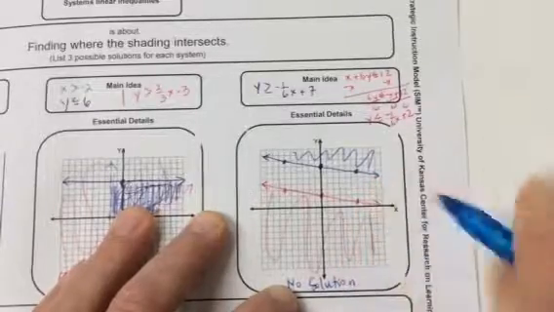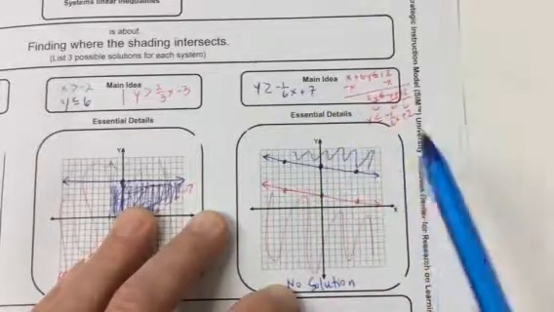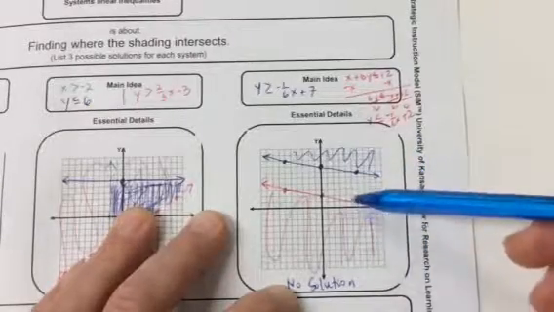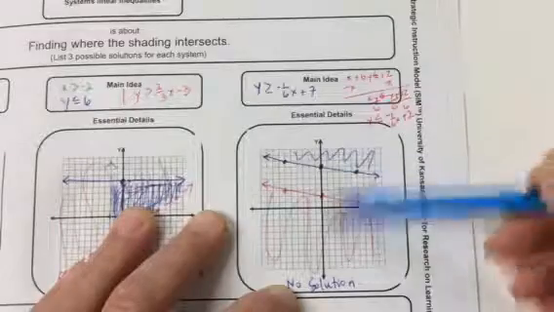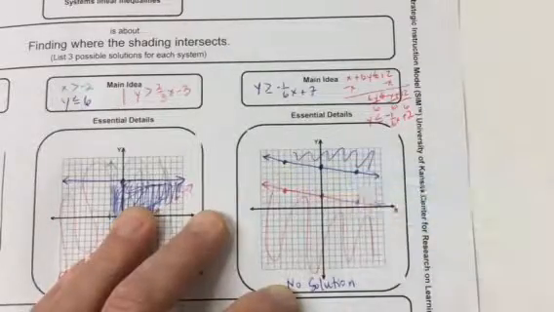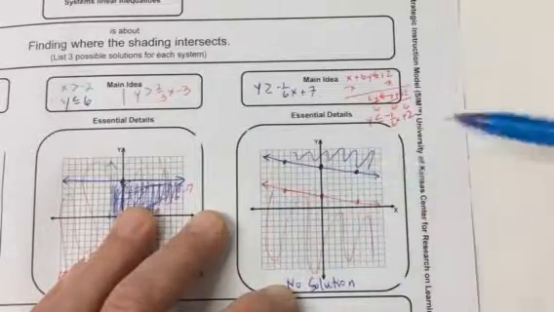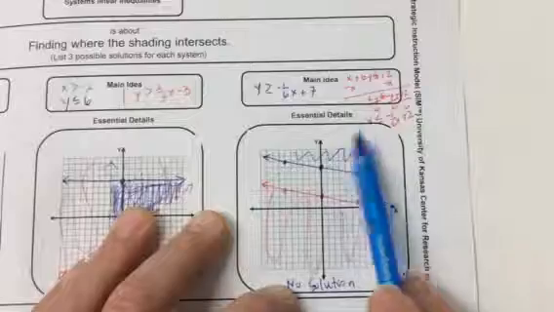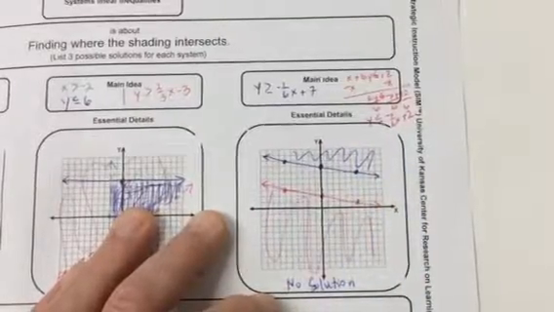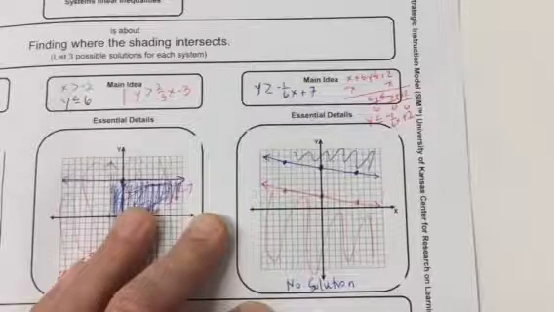Now, I do want to point out that just because the slopes are the same and it's an inequality doesn't mean it's no solution. If the red line were greater than and shaded above, and the blue line were less than and shaded below, it would be all the region in between. If they were both less than, it'd be everything under here. If they were both greater than, it'd be everything up there. So just because the slopes are the same does not mean it's no solution when it's an inequality like this because of the shading. And that's it.